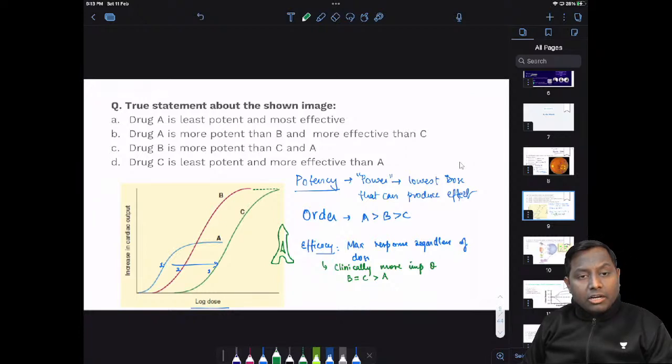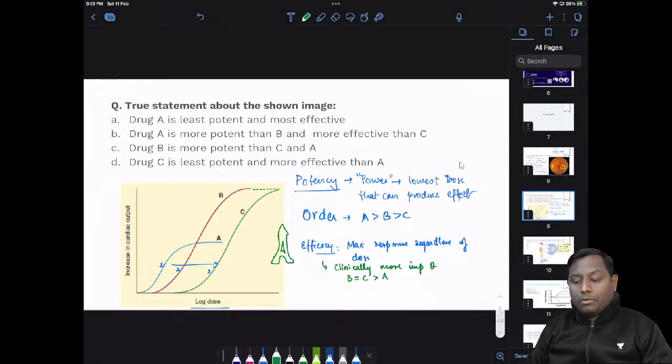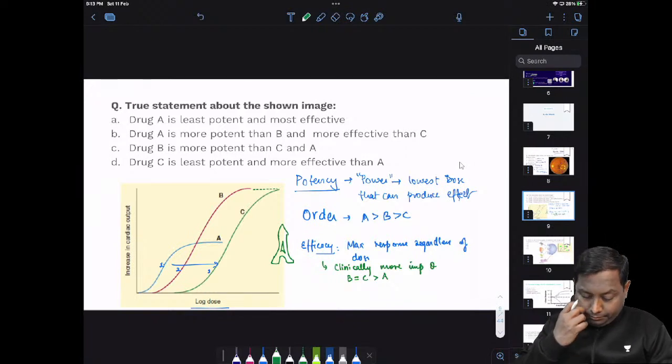Audio problem. What kind of audio problem are you having, doctor? What kind of audio problem are you facing? Dr. Lakshmi Krishnan, can you reply to this?